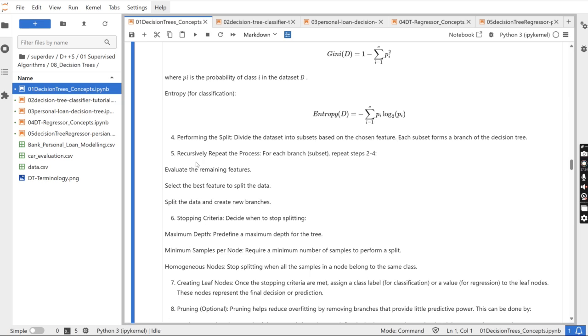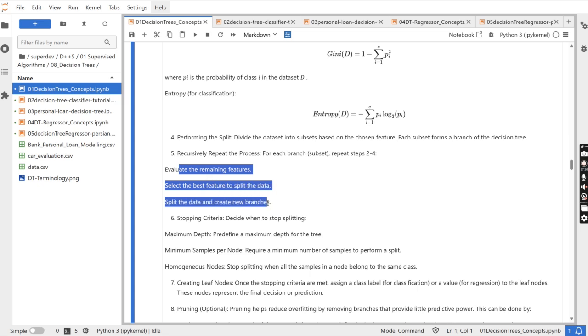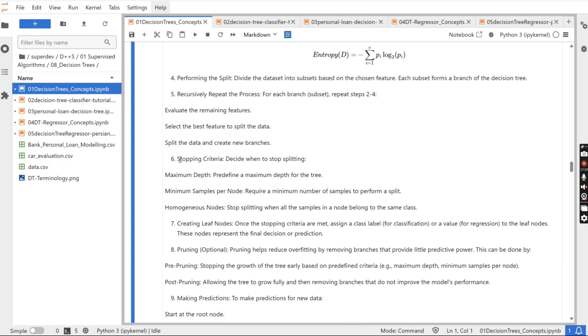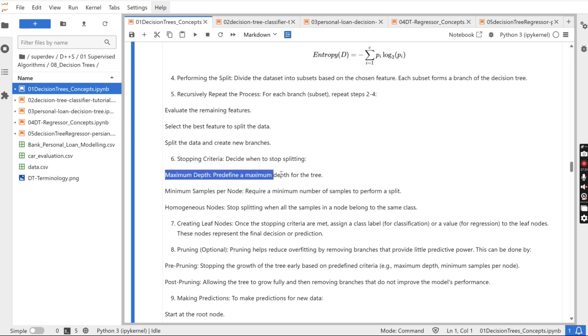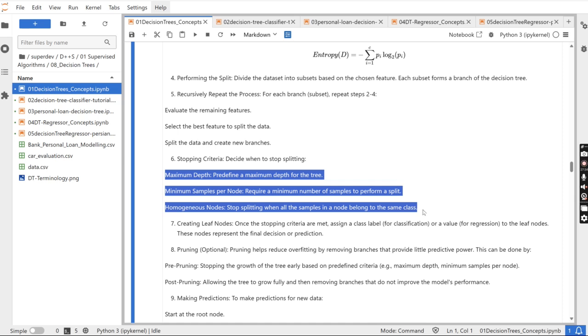This process will continue for all the decision nodes until a stopping criterion is met. And what is the stopping criterion? One of these three: one, the maximum depth that you have specified; two, the minimum samples per node that you have specified; and three, homogeneous nodes, that is, pure splits have been achieved. It will stop splitting the nodes when all the samples belong to the same class.